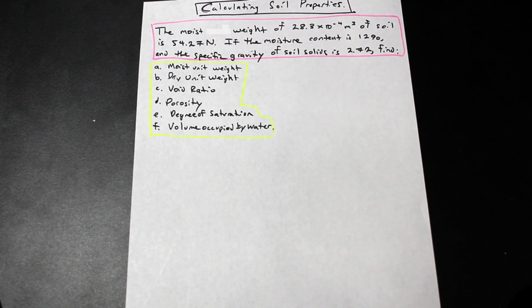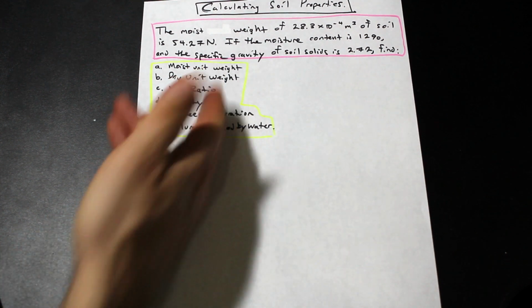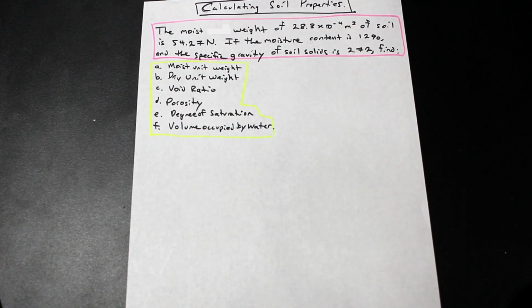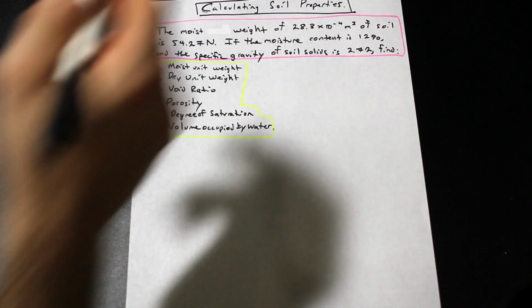So let's read the question. We have a moist volume of 28.3 times 10 to the negative 4 meters cubed of soil, and we have the weight, which is 54.27 newtons. Okay, so remember the difference between mass and weight. Weight is mass times gamma water. The moisture content is 12% and the specific gravity of soil solids is 2.72. And we're asked to find these properties. This is a really classic kind of introduction to soils question.